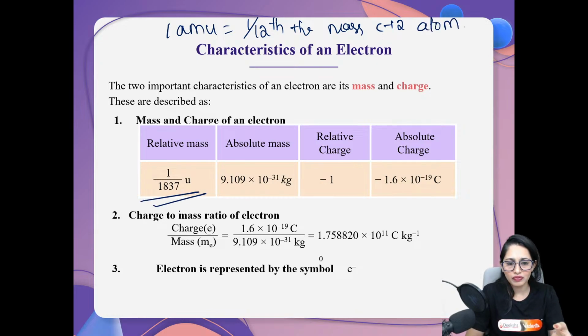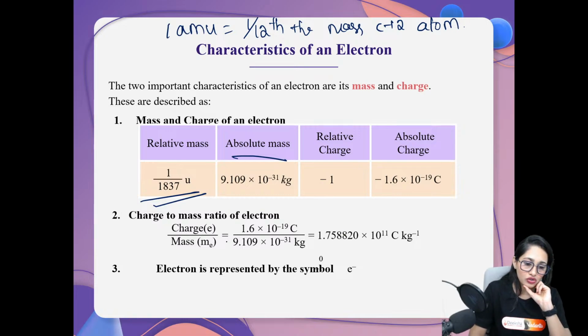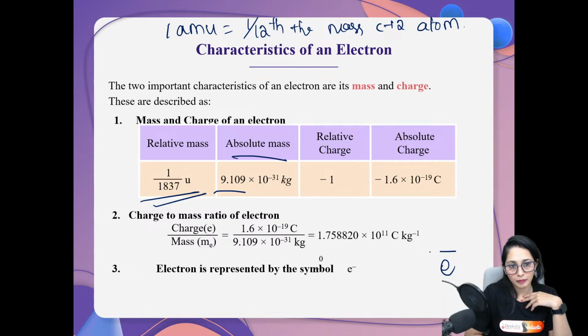Imagine this number, it is very small. So absolute mass will be 9.109 × 10^-31 kg. Relative charge is -1 and absolute charge is -1.6 × 10^-19 coulomb. And charge to mass ratio of electron: just dividing 1.6 × 10^-19 by 9.109 × 10^-31, what is the value? It is 1.75 × 10^11 coulomb per kg. And electron is represented by the symbol e⁻.